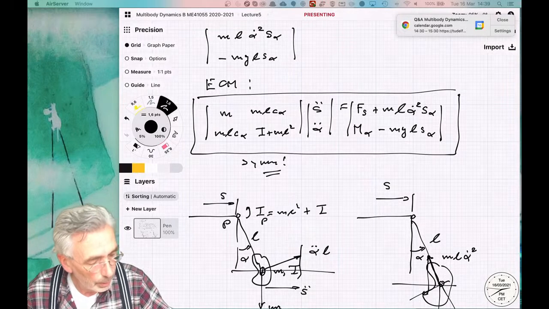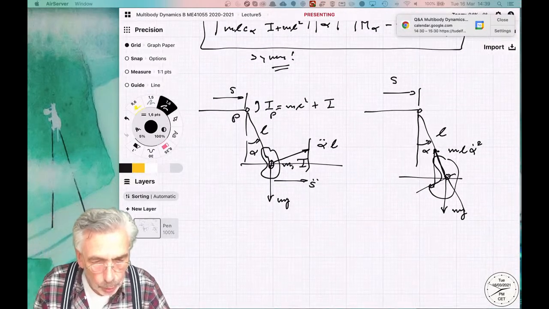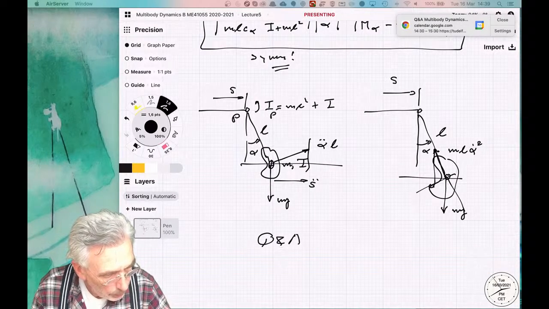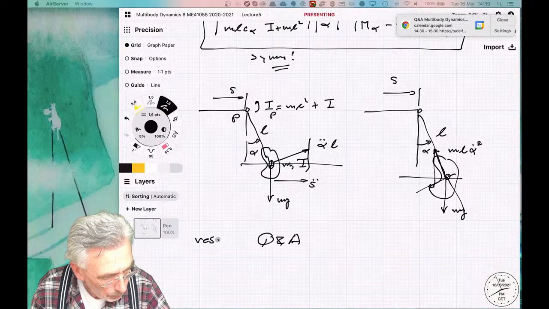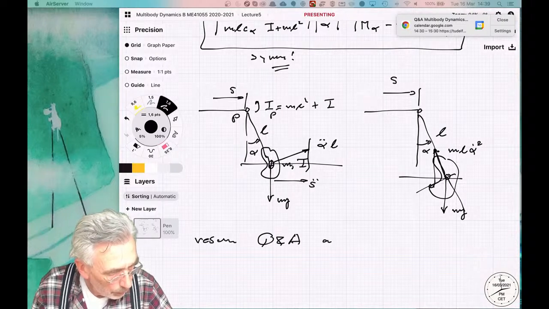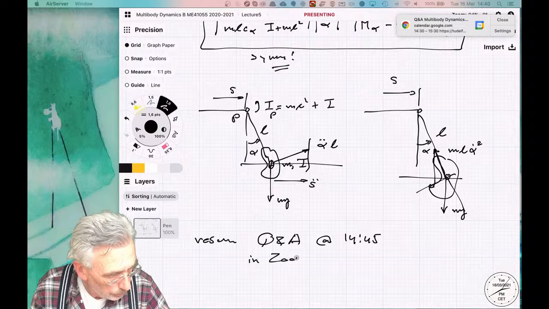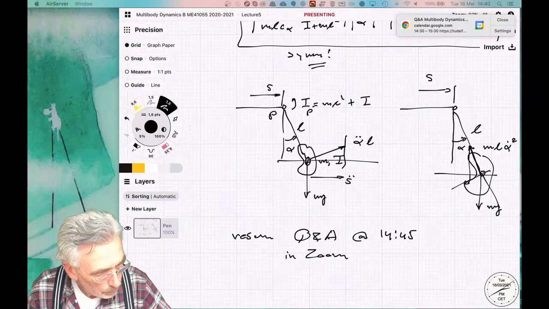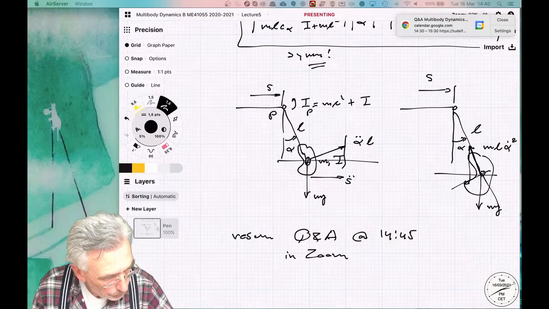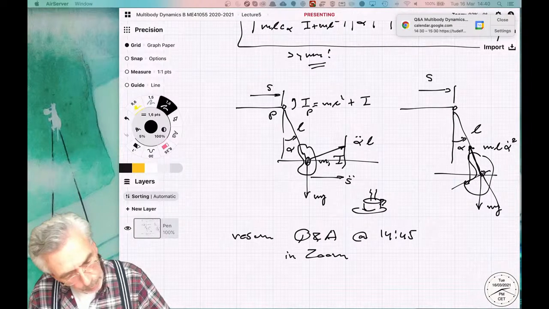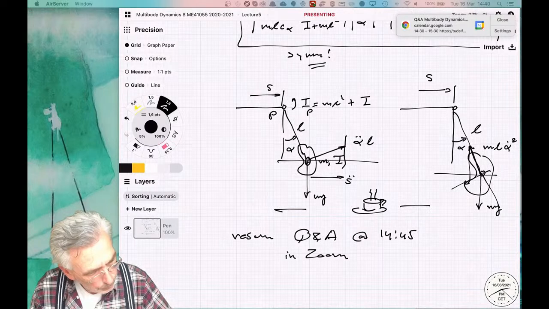And I propose looking at the clock. So we have 14, so we do Q and A. We resume with the Q and A at 14:45. In Zoom. So you can do now a very, very short break, a short coffee break, and then we do this Zoom.